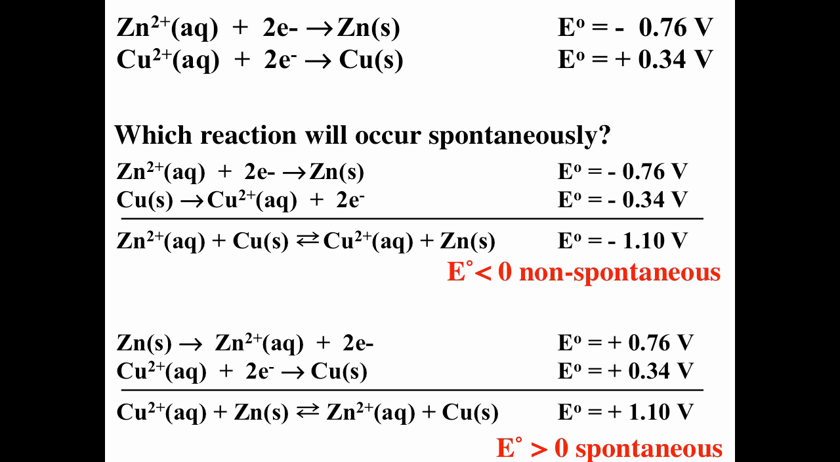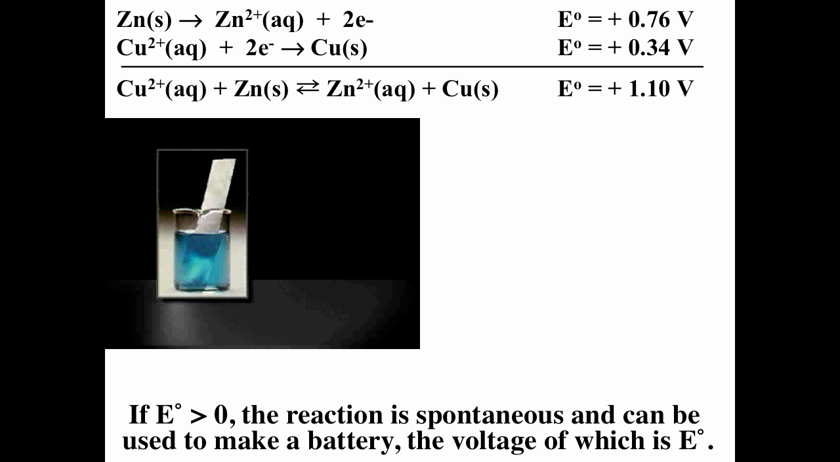Now, the bottom reaction is just the top reaction switched, and so it's going to have the opposite sign, so that would be plus 1.1 volt. For that top reaction, it's got a negative electric potential, so it's non-spontaneous, and so that would be an electrolytic cell. We could actually force that reaction to occur by applying greater than 1.1 volt. The bottom reaction has a positive potential, meaning it's a spontaneous process, and so we can use it as a voltaic or galvanic cell, converting chemical potential energy into electrical energy.